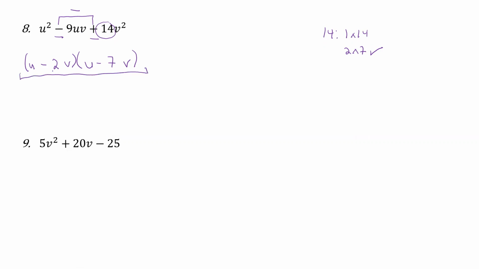Okay. And if we multiply it back out, u times u is u squared. u times a minus 7v is going to be a minus 7uv. Here we're going to have a minus 2uv, so minus 2 minus 7 is minus 9uv. And here a minus 2 times a minus 7 is going to give us 14.